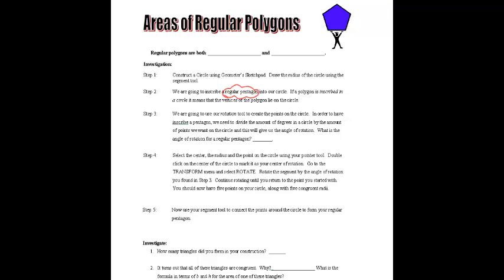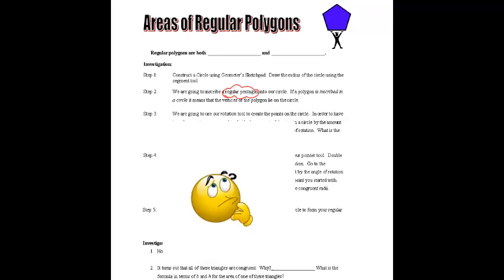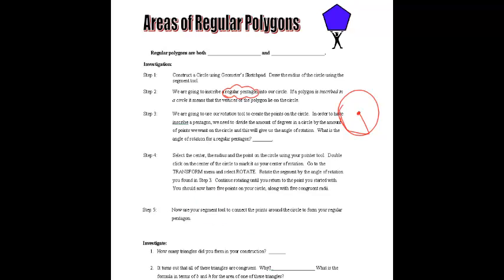Well, keep in mind that a pentagon inscribed in a circle would have a central angle of what? That's what you're trying to figure out in step 3. So go ahead, read step 3 and think about what you would use as the angle of rotation if you were given a circle and you had one radius and then you want to rotate it in order to create the sides of the pentagon.